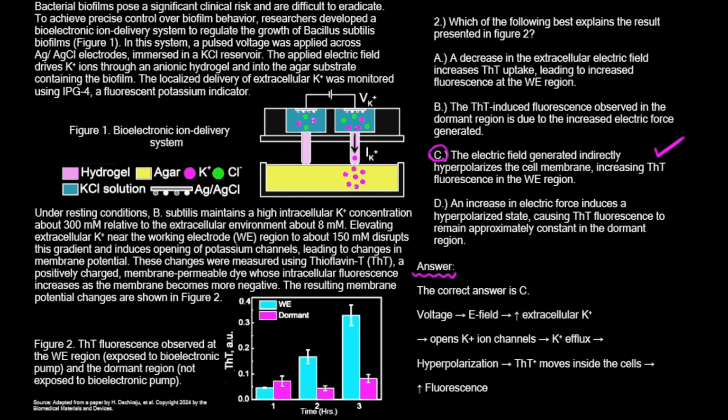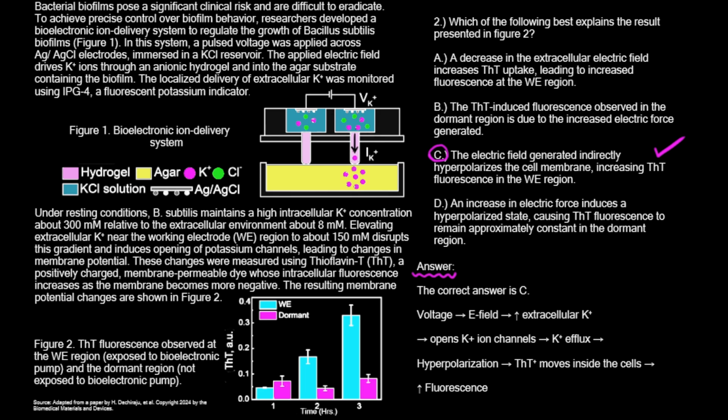Question number 2 reads, which of the following best explains the result presented in figure 2? This question is asking us to analyze figure 2 and determine which answer choice best explains the result presented. We should refer directly to figure 2 to answer this question. From figure 2, we can see that THT fluorescence increases over time in the WE region. The fluorescence in the WE region is represented by the bluish green bars.